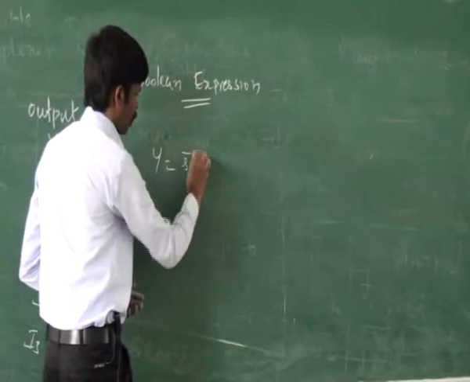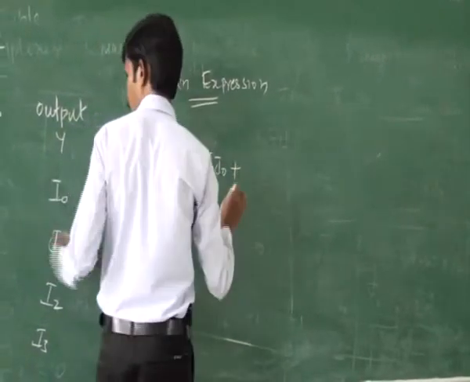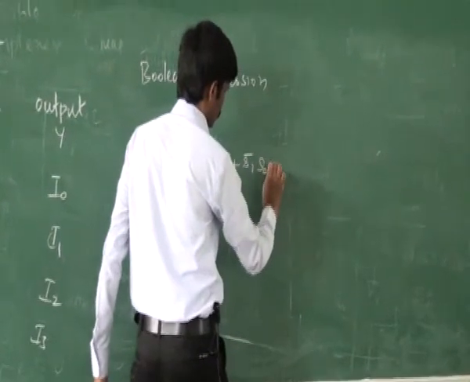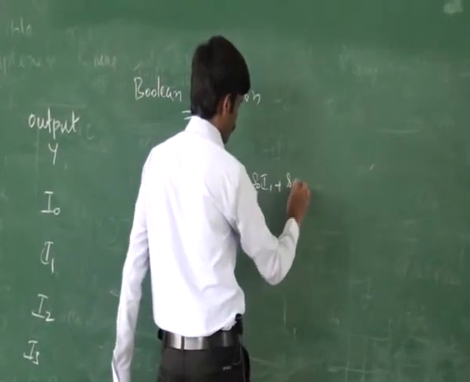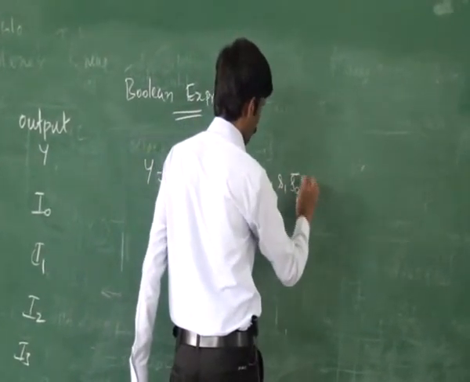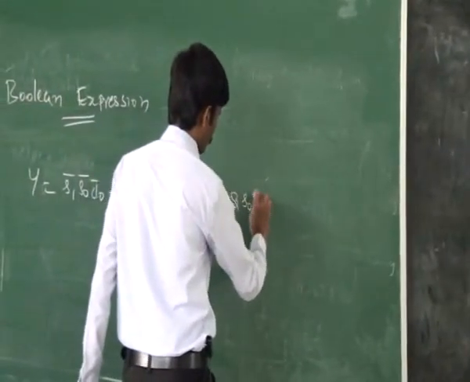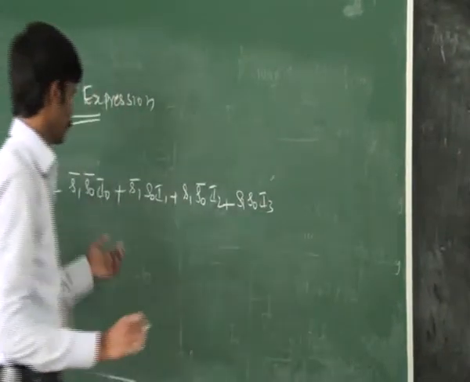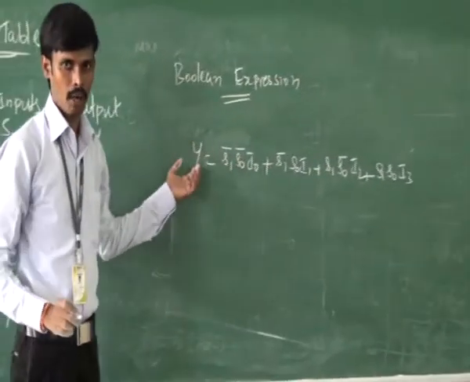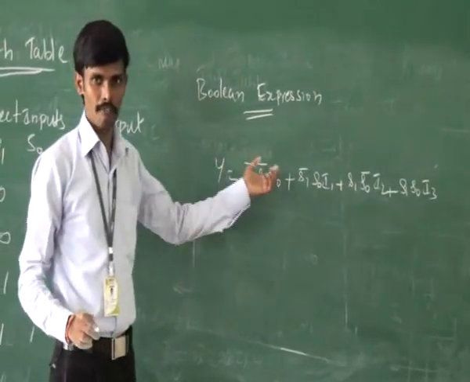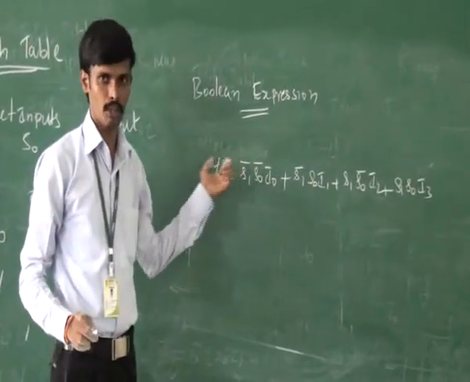Y is equal to S1 bar, S0 bar into I0 plus S1 bar, S0 into I1 plus S1, S0 bar into I2 plus S1 into S0 into I3. This is the required expression for 4x1 multiplexer. Then we have to draw the logic diagram for 4x1 multiplexer for this Boolean expression.